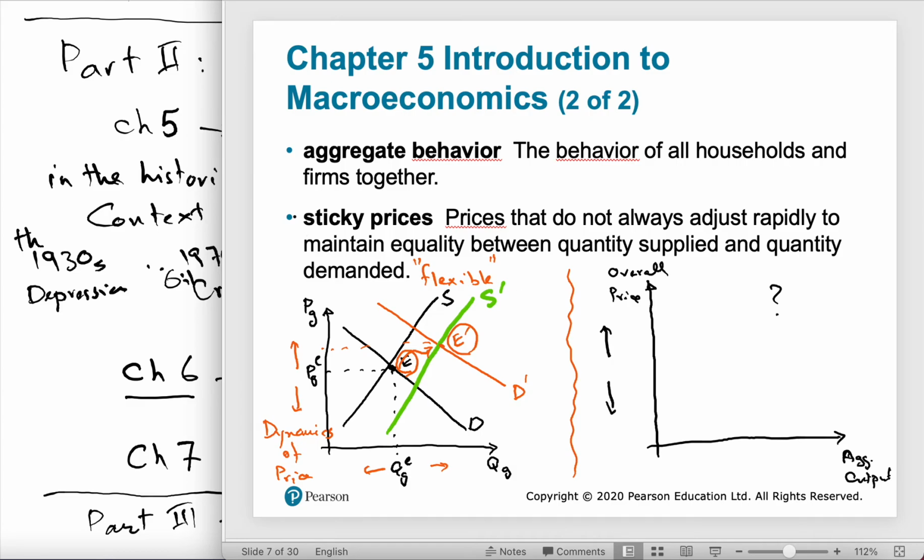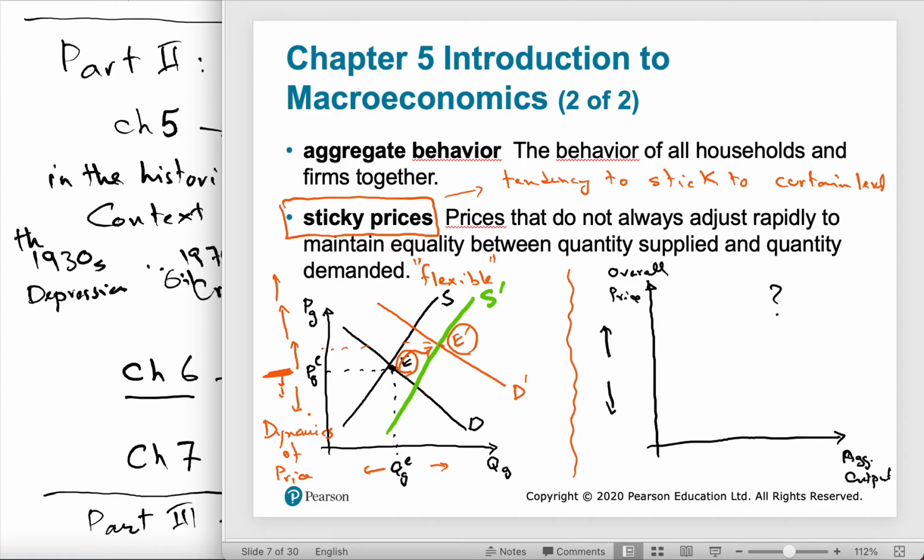So it appears that the prices at macro level are not flexible like in microeconomics, and we call it sticky prices. Sticky prices means that prices have a tendency to stick to a certain level, or maybe they are flexible upward, they may go up, but when it comes to downward they are sticking to that level for several reasons.